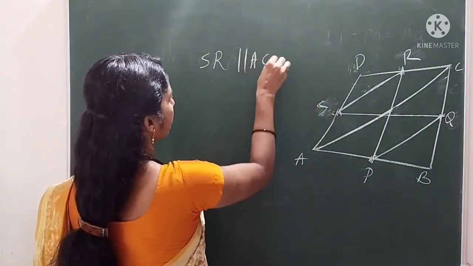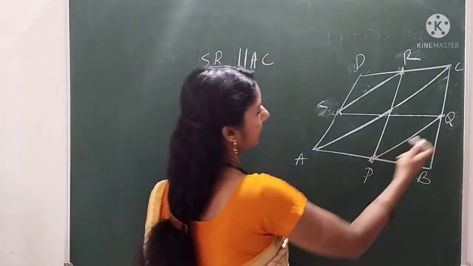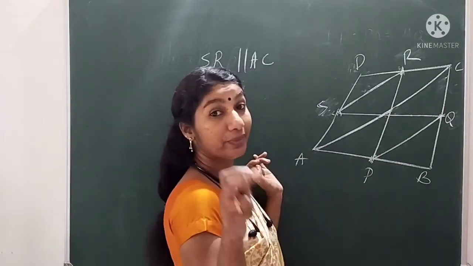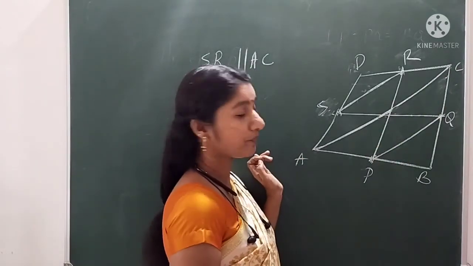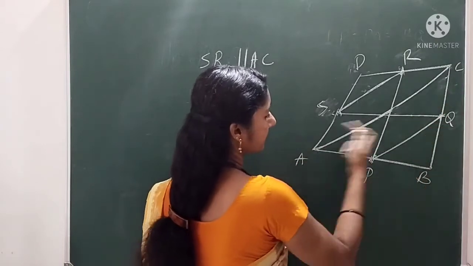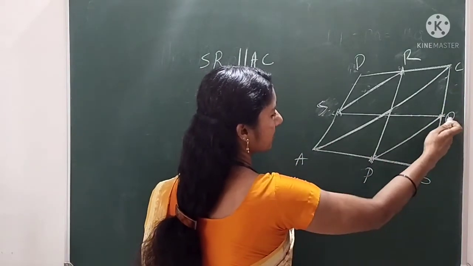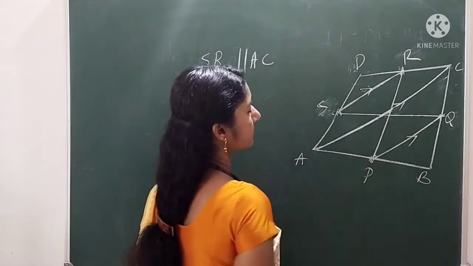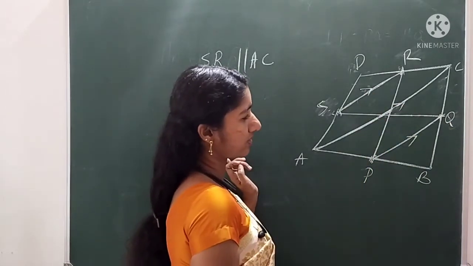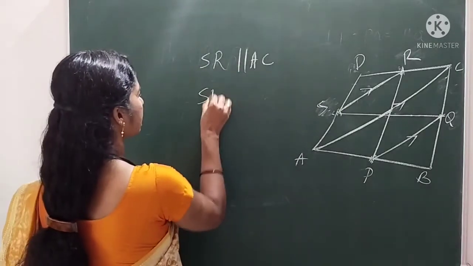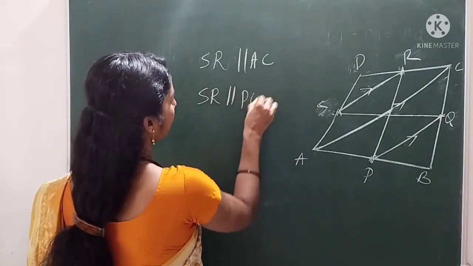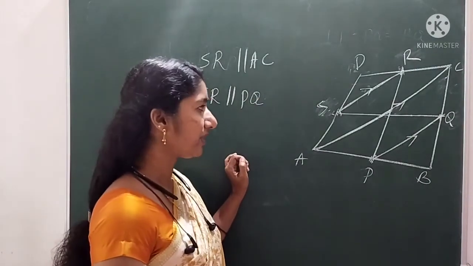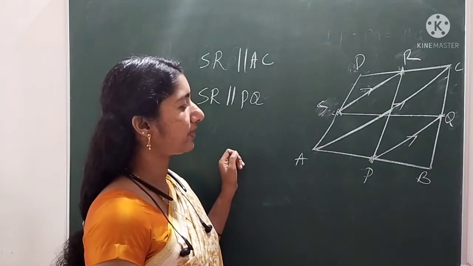SR parallel to AC. And in the same way, P and Q are the midpoints of the sides BA and BC if we take the triangle BAC. See the triangle BAC. In this triangle P and Q are the midpoints, then this line segment will be parallel to AC. Now we got SR parallel to AC and PQ parallel to AC. Now we can write SR is parallel to PQ. In the same way we can prove SP is parallel to RQ.